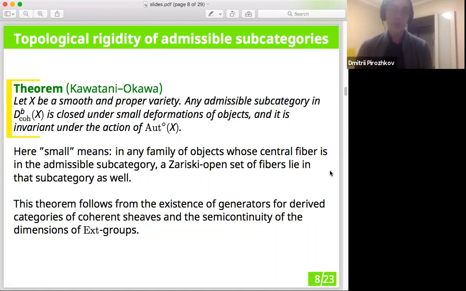This is a bit surprising, I think, because the definition of admissible subcategories is purely categorical and has nothing to do with deformations. But somehow, as soon as you work with smooth proper varieties, you get this kind of deformation invariance for free. Another way to interpret this result is that if you have an admissible subcategory, then you cannot deform the subcategory inside the derived category of X, because small deformations of any objects are already included. So the set of admissible subcategories does not form any kind of moduli space. It's just a discrete set, that also makes it hard to classify the options.